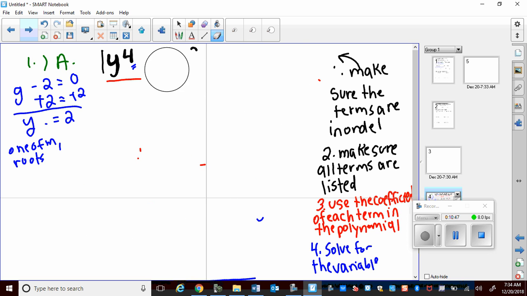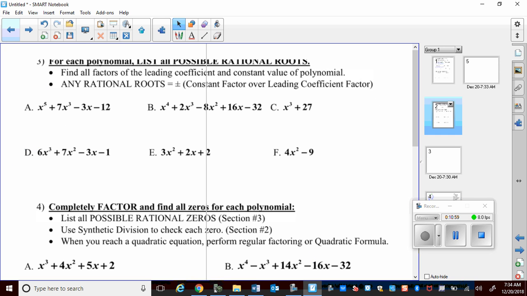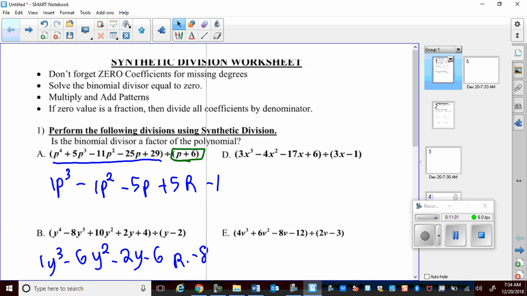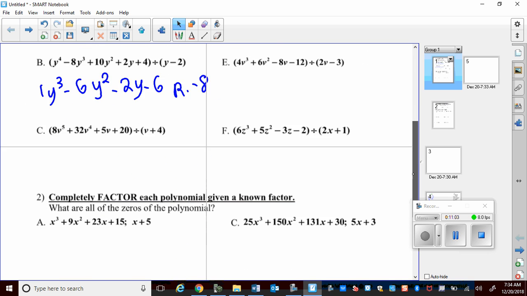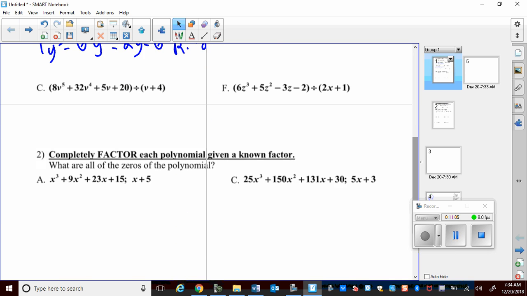Letter C. D, E, and F, they're the same way. So we're going to do number 2. If you don't know what number 2 is, you look at your paper. We're starting down here. It says, completely factor each polynomial, given a known factor. What are all the zeros of the polynomial? So here's my polynomial. Here's my binomial.